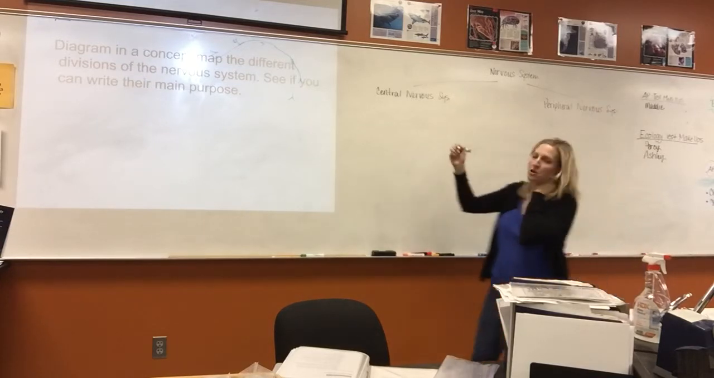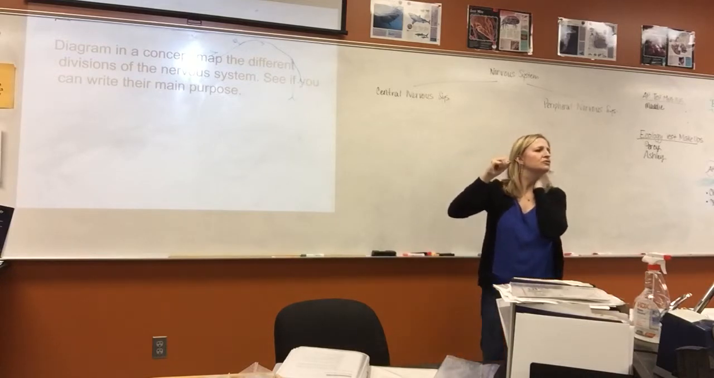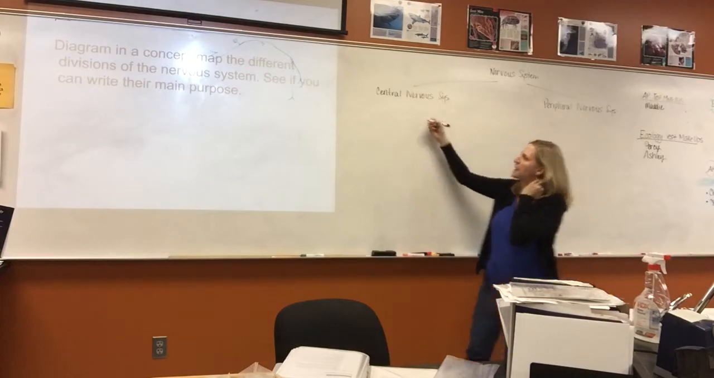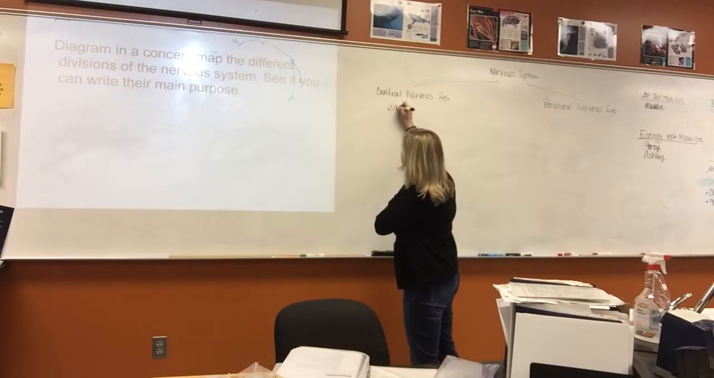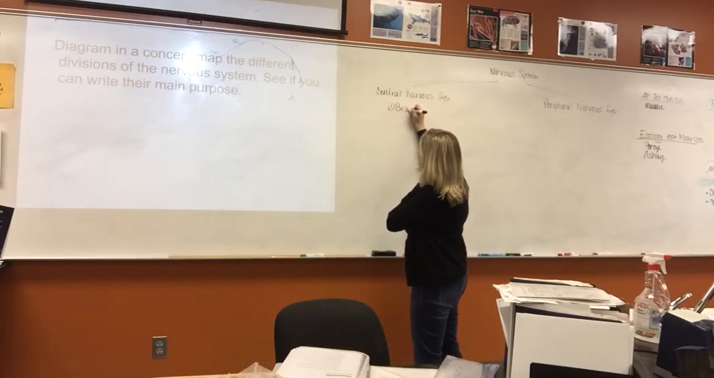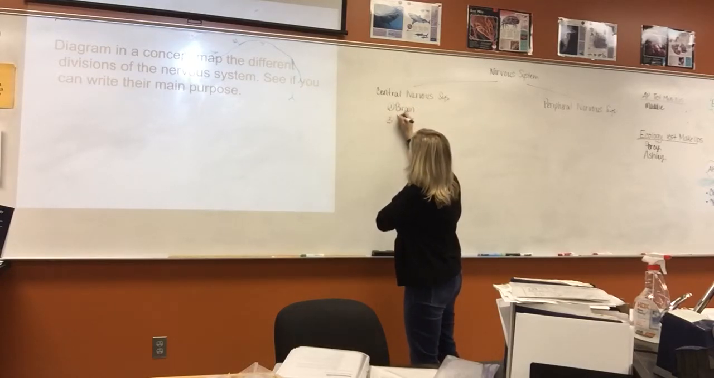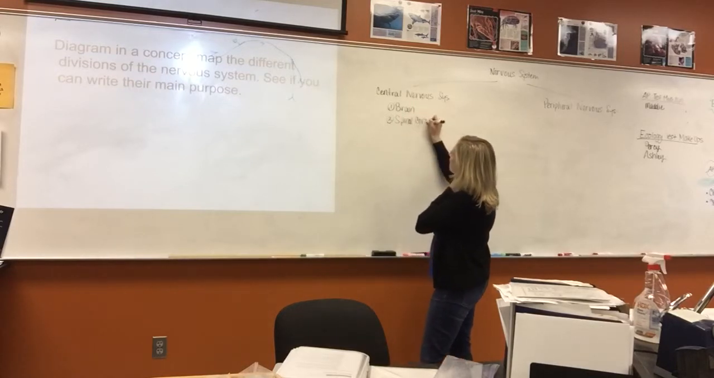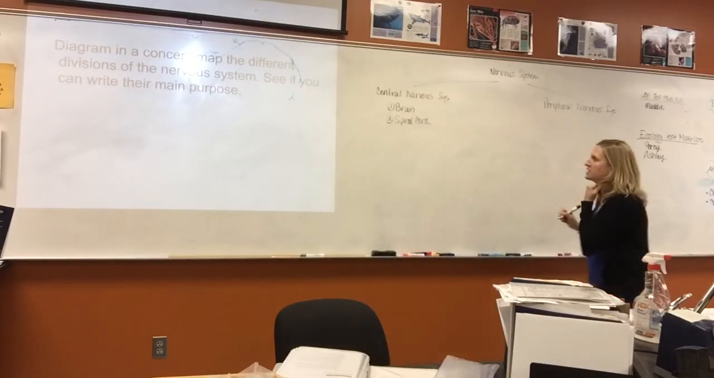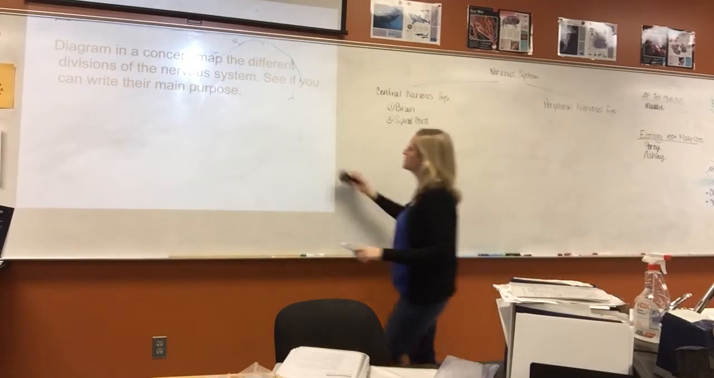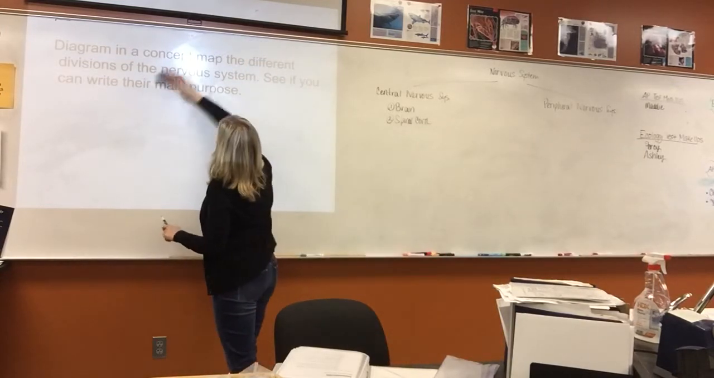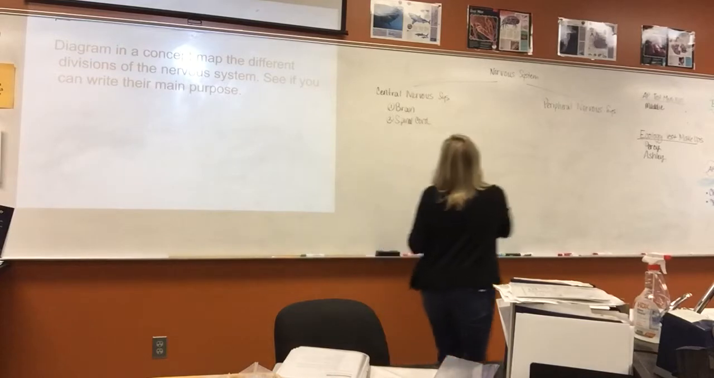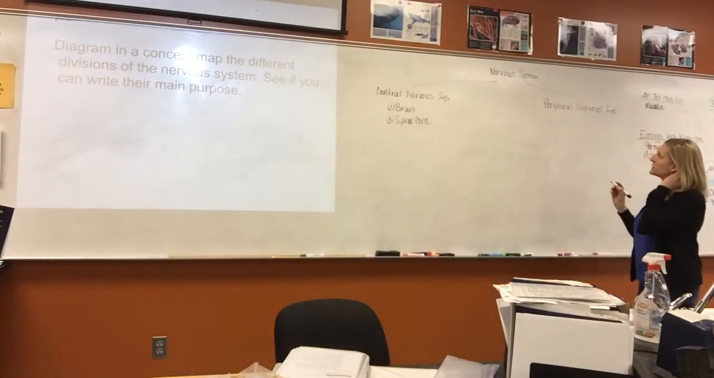And so central has two main parts, the brain and spinal cord. And we're going to learn that there are special neurons that are just within the central nervous system called interneurons. Neurons are your basic cell for the nervous system.